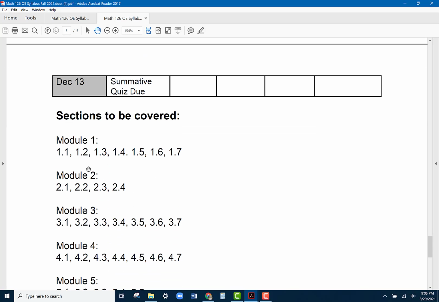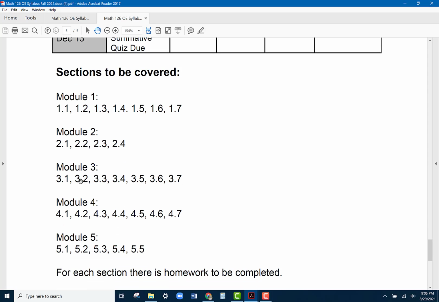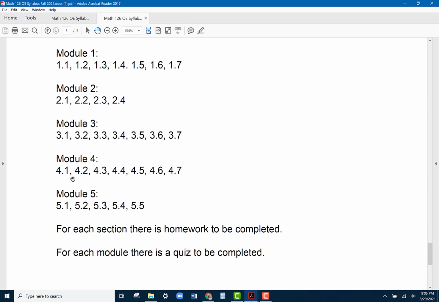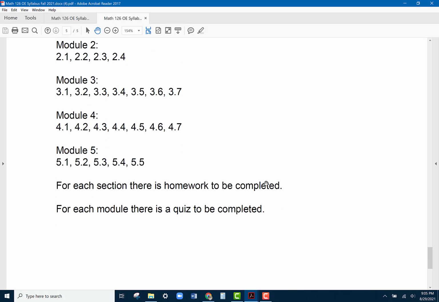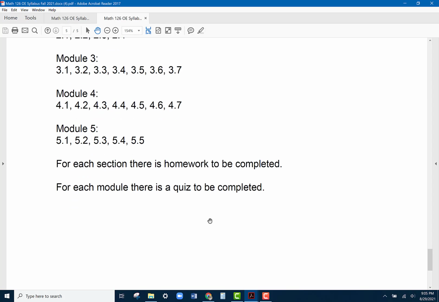You have Module 1 as sections 1 through 1.7. Module 2, 2.1 through 2.4. Module 3, 3.1 through 3.7. Module 4, 4.1 through 4.7. Module 5, 5.1 through 5.5. So for each section, there's homework to be completed, and for each module, there's a quiz to be completed. So those are your big grades right there.